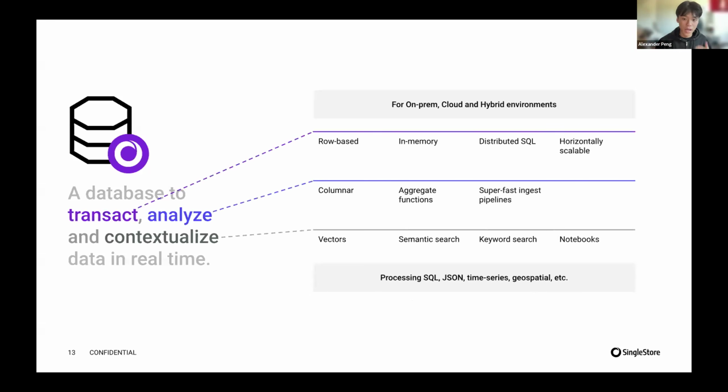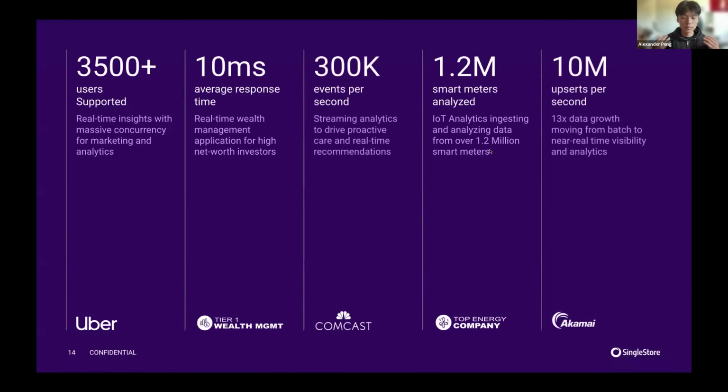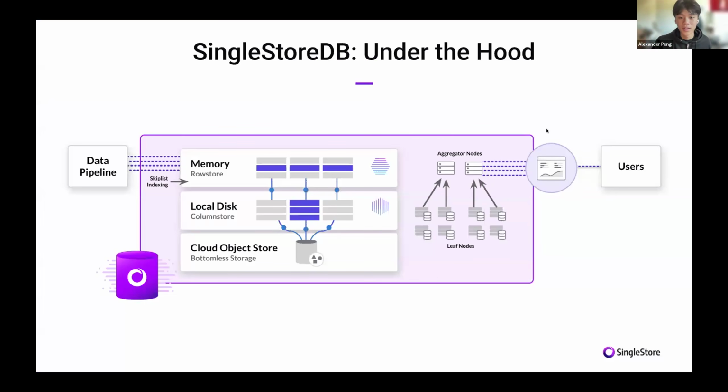We can deploy on-prem, in the cloud, and in hybrid environments, and we support all of these traditional relational database capabilities, storing memory in row-based forms, in columnar forms, and also being able to store vector data. And supporting all of these modalities really allows us to outperform, with real customer metrics that you can take a look at here.